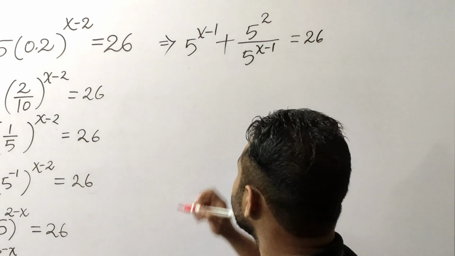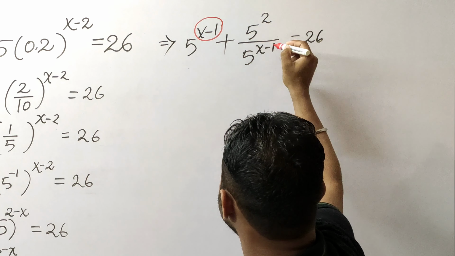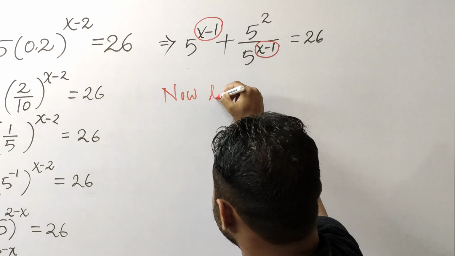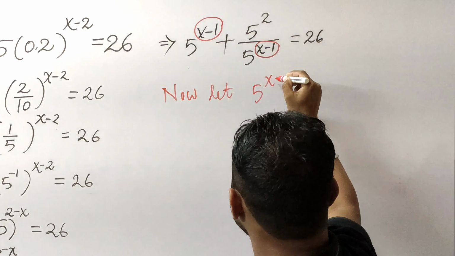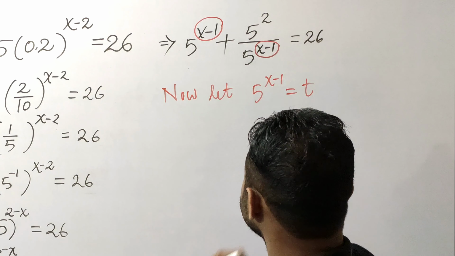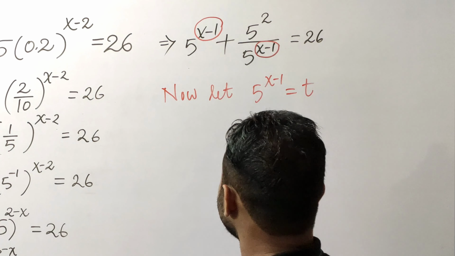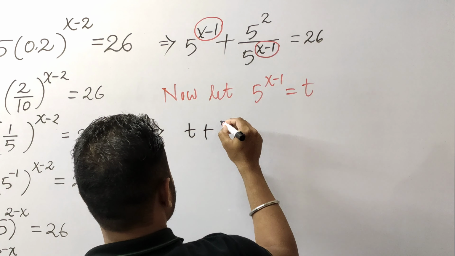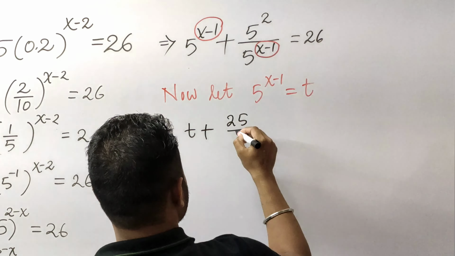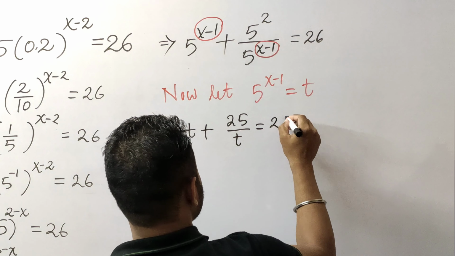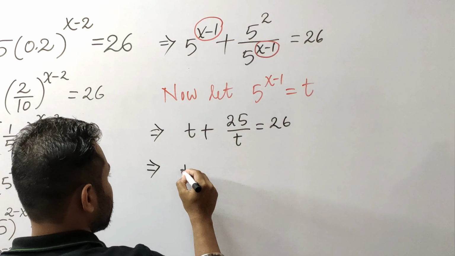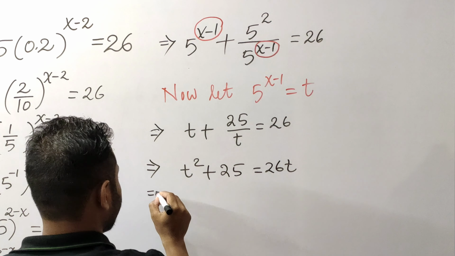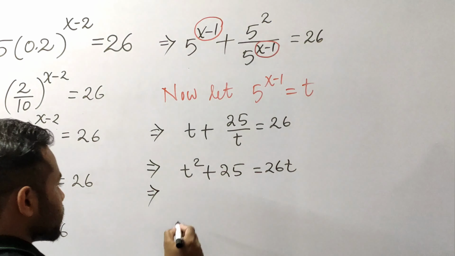Now we successfully completed this form here. Now we can substitute this entire quantity. Okay, so now what we'll do, let 5 to the power x minus 1 is equals to t, right? Therefore this entire thing is now t plus 25 by t is equals to 26. And now this is t square. If you simplify, okay, this is a quadratic equation.